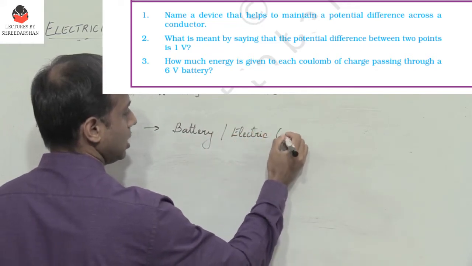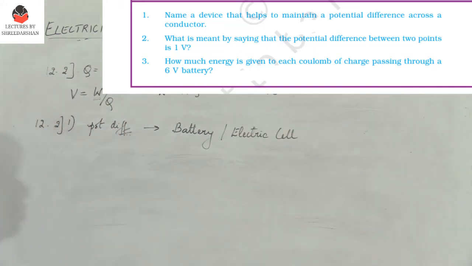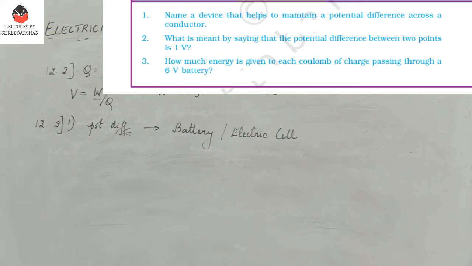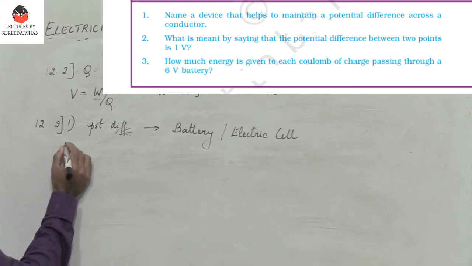An electric cell or a battery is actually used so that there is potential difference maintained between 2 points of a current carrying conductor.